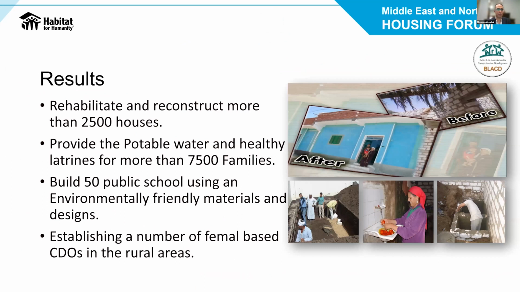The results came very fast. We rehabilitated and reconstructed more than 2,500 houses. And when I say 2,500 houses, it's not the same number of families, because a lot of houses contain more than one family, so it's more than 2,500 families. We provided potable water and healthy latrines to more than 7,500 families.